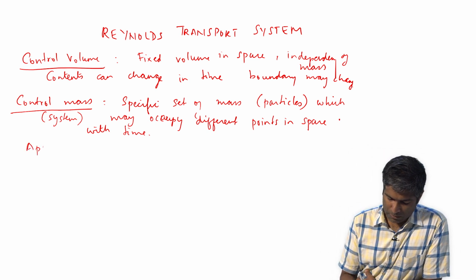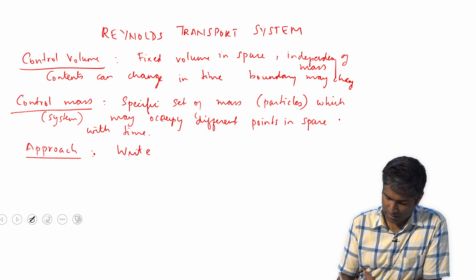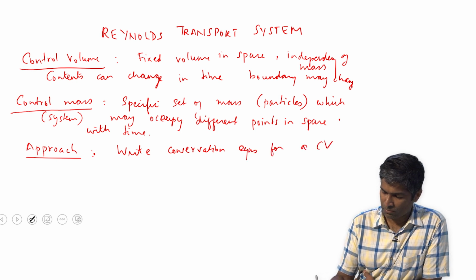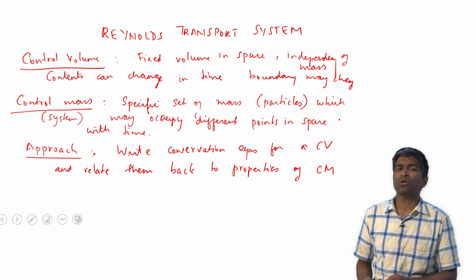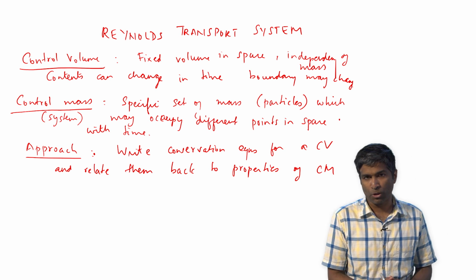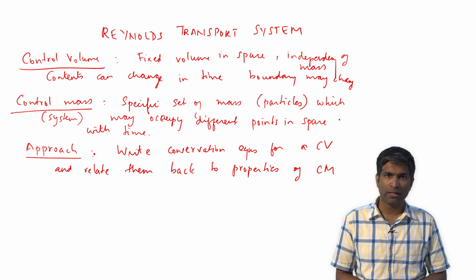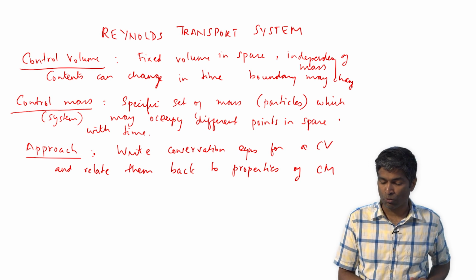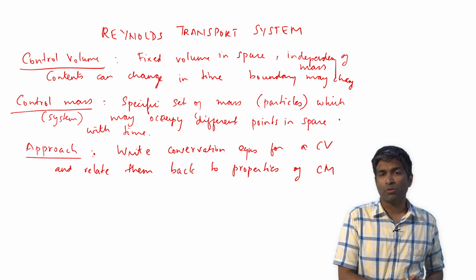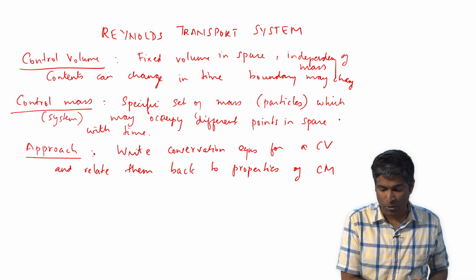The approach that we are going to follow is to write conservation equations for a control volume and relate them back to properties of control mass. So if we were talking about a particular set of particles, we could always apply F equals ma because that's a fixed mass. The problem is that this fixed mass does not always occupy the control volume that we are looking at. So we need to figure out how to use the control volume to still get back to writing the equations in a way that it is applicable to the control mass.